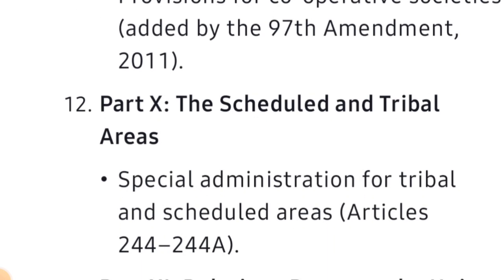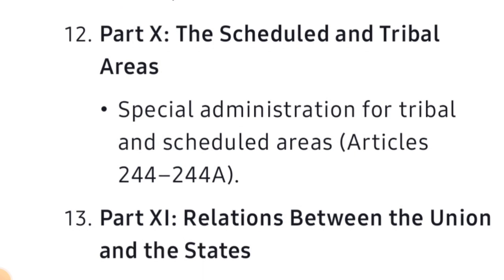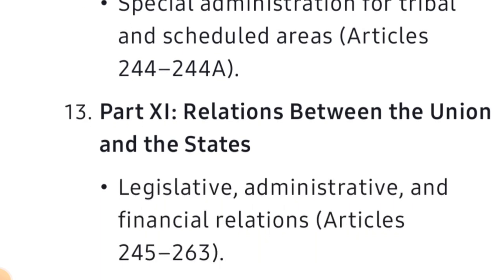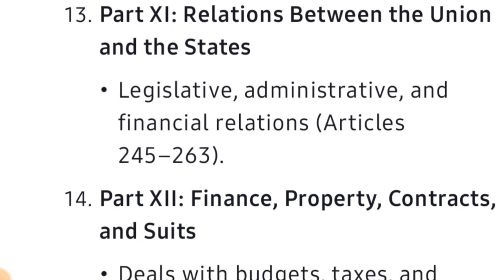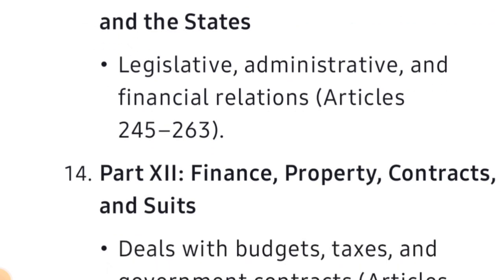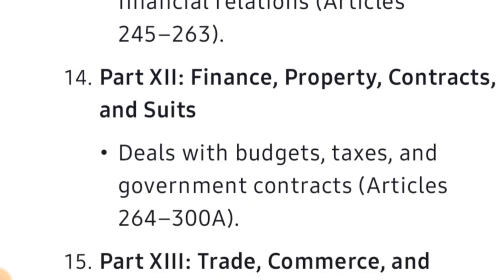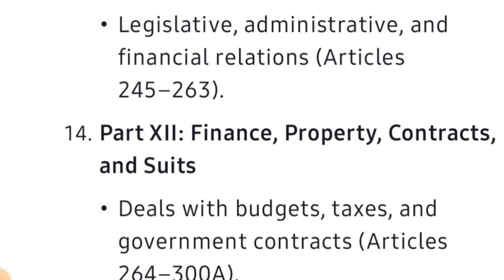Then there is Part 10, the scheduled and tribal areas, special administration for tribal and scheduled areas, Articles 244 to 244A. After this, there is Part 11, relations between the Union and the states, legislative, administrative, and financial relations, Articles 245 to 263. Then Part 12, finance, property, contracts, and suits, deals with budgets, taxes, and government contracts. It is contained in Articles 264 to 300A. So this is Part 12.